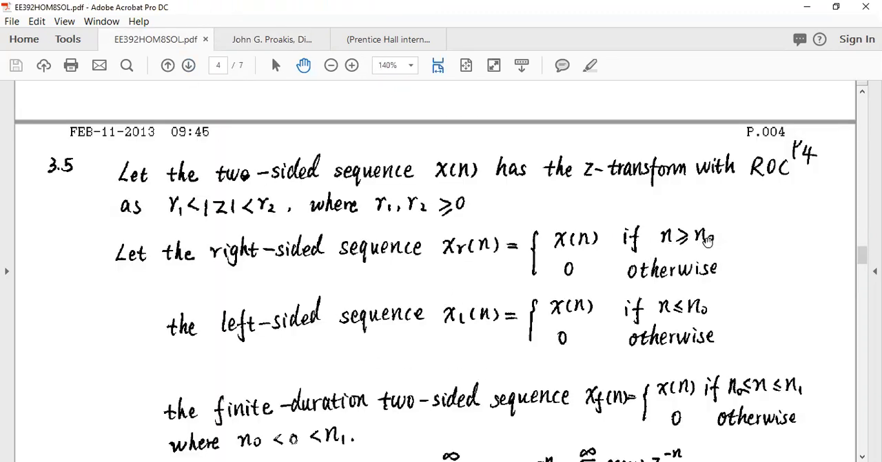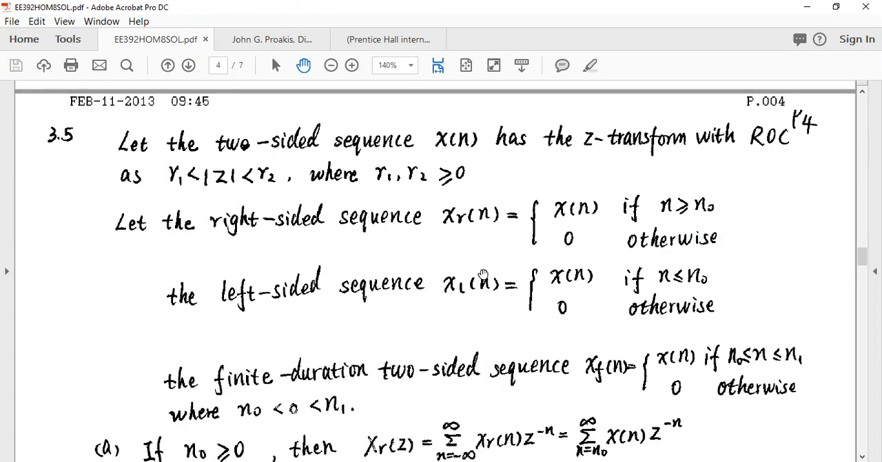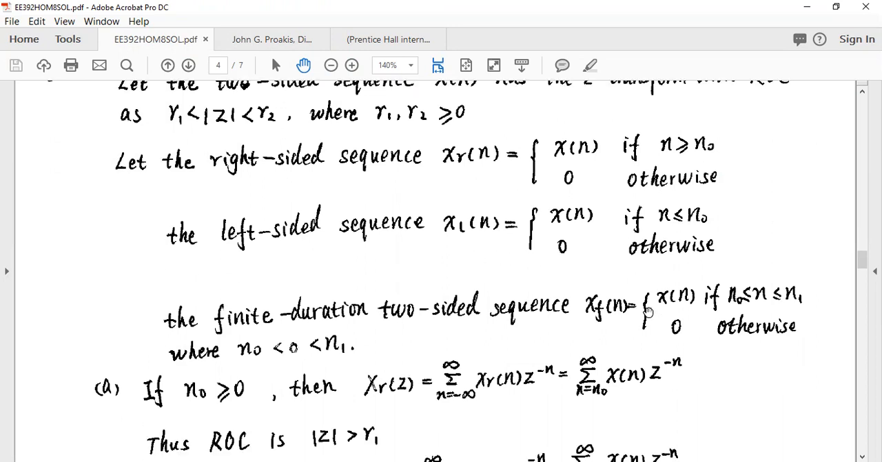So let's assume n naught to be of any value, not necessarily equal to 0. That is why we have the condition n is greater than or equal to n naught, right? N naught could be 0 or any other value. Same goes for this particular left-hand side sequence. So this defines the right-hand and the left-hand sequence.